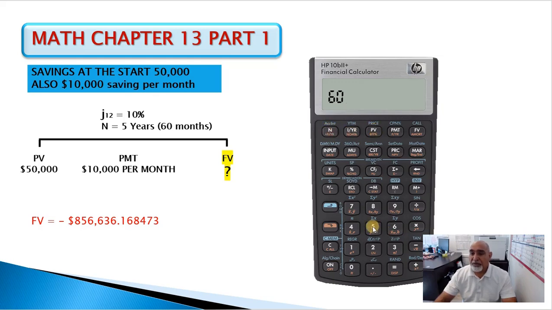PV is money today, 50,000. PMT, we're also saving another 10,000 every month. At the end, FV comes out to $856,000.